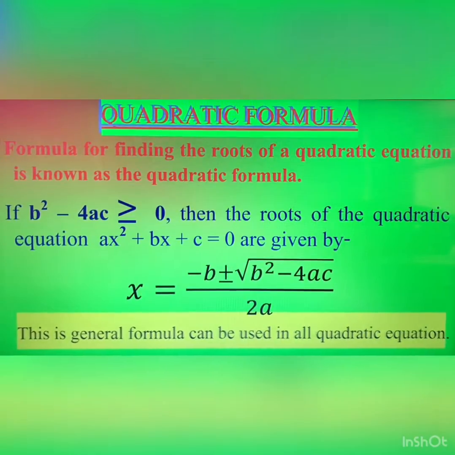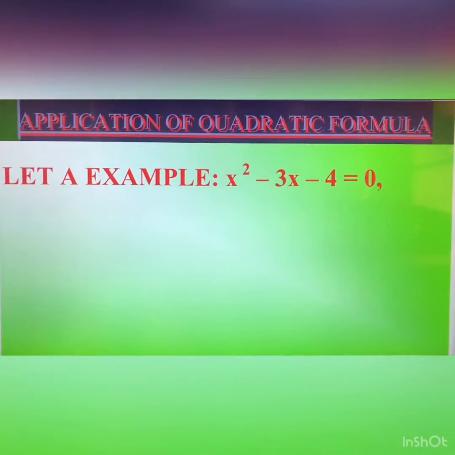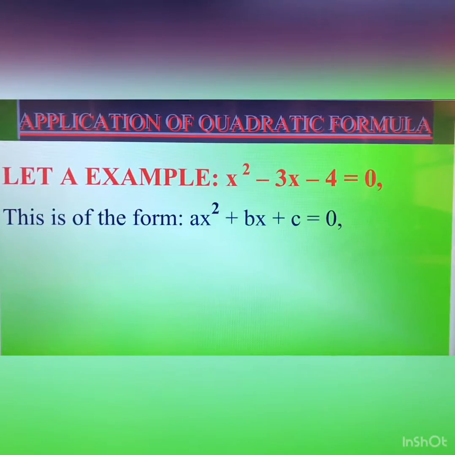Let us understand the application of this formula with an example. Let the equation be x square minus 3x minus 4 equal to 0. This is a standard quadratic equation. Now you can compare it with the standard form ax square plus bx plus c equal to 0. You will get a equal to 1, b equal to minus 3 and c equal to minus 4. You will put all these values in the quadratic formula.